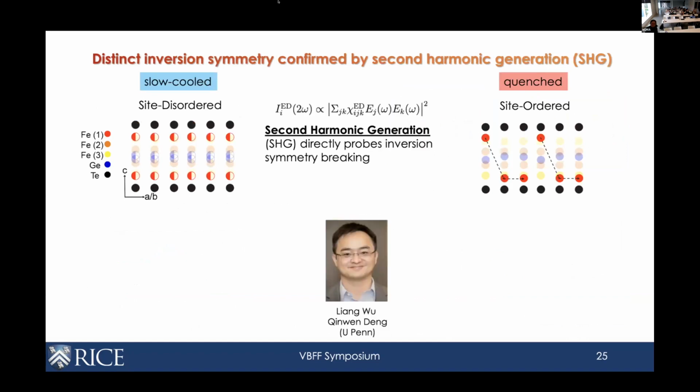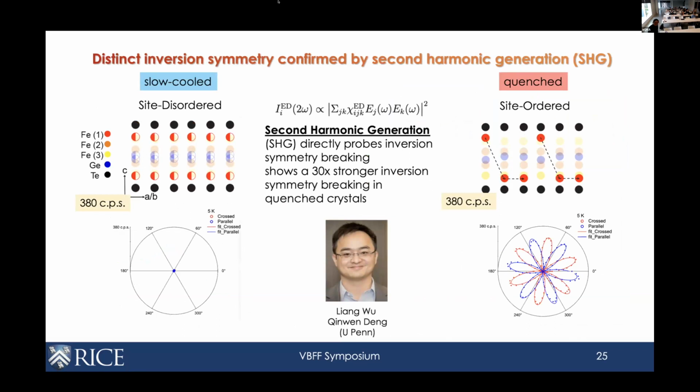Before we do the RPES, we want to make sure our crystals are actually in the correct phases. So we reached out to Liang's group at UPenn, who measured the second harmonic generation, a technique that directly probes the inversion symmetry of a crystal. And what they see is that indeed, in the site ordered phase, they have a very clear signature of inversion symmetry breaking. You can see the inversion symmetry is broken, and in the other one, it isn't.